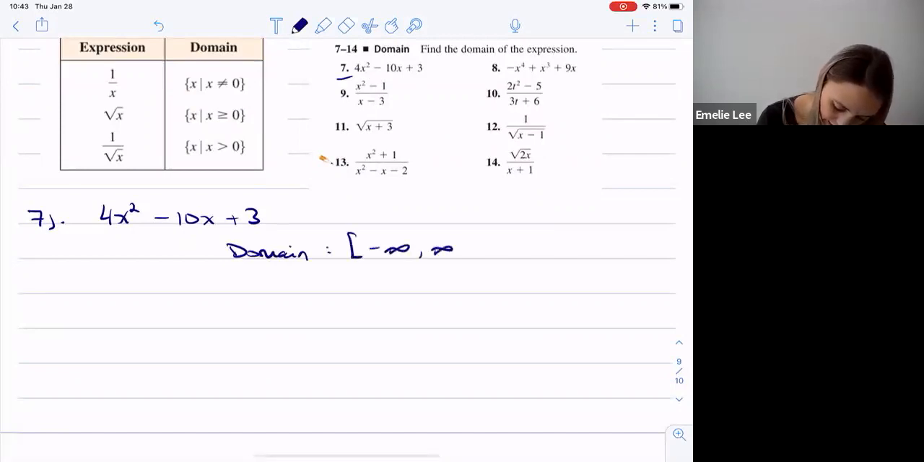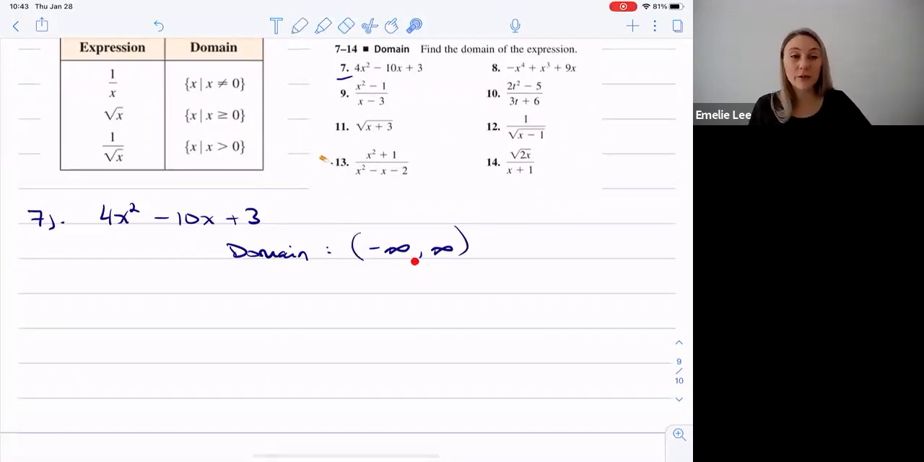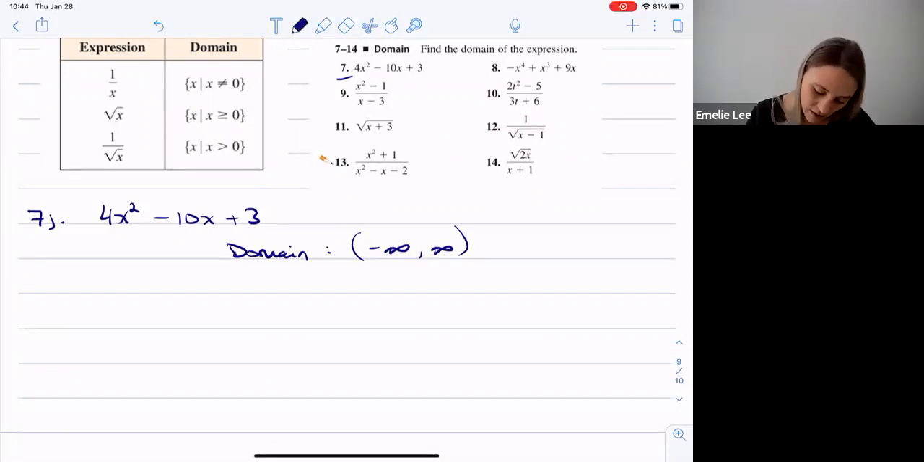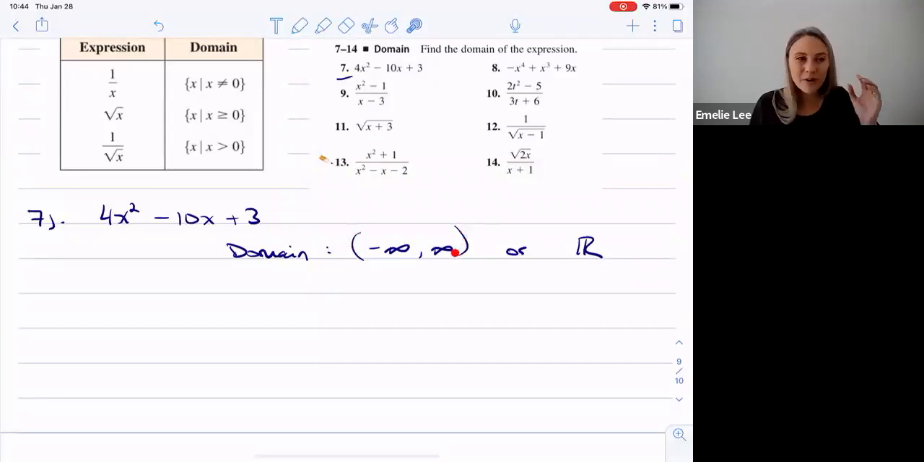is, usually we end up using, oops, should be round brackets. Usually we end up using interval notation, right? From negative infinity to positive infinity. Or if you want to say the set of real numbers, those are equivalent. Okay? Remember to put round brackets around infinity. Infinity is not a number. And so we can only have round brackets here.